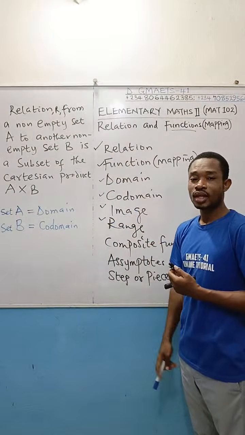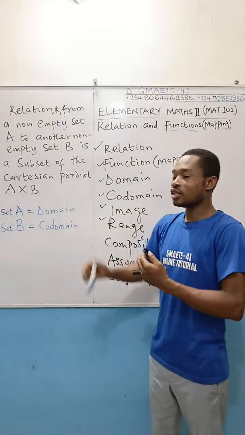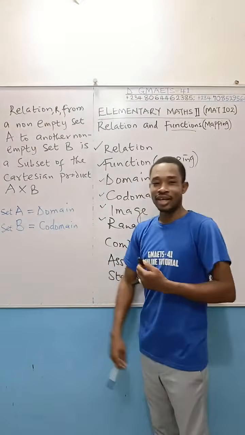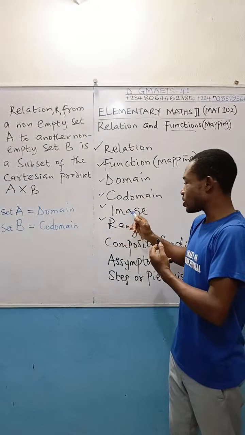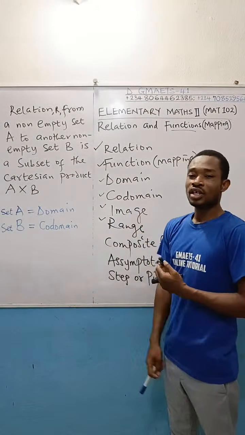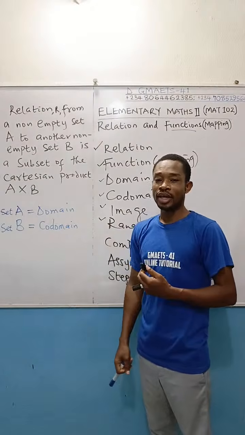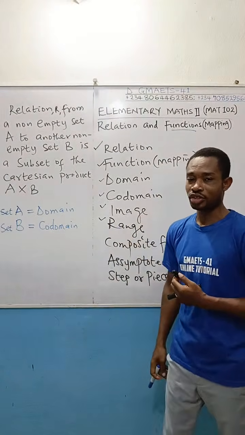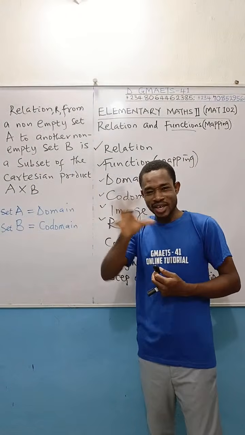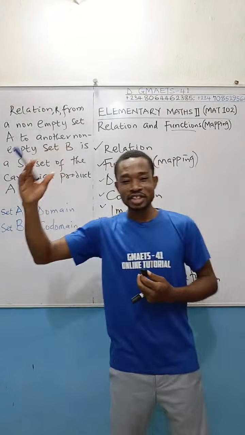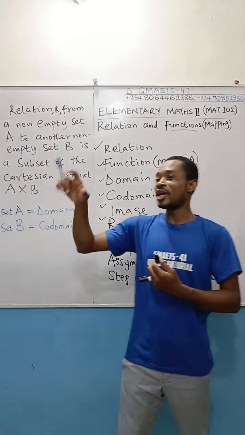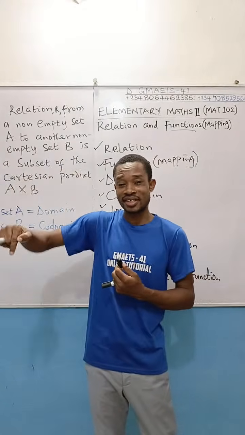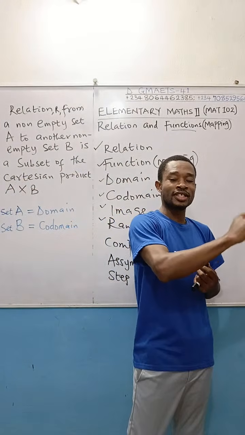Now, when you form a set using the image that are obtained inside the codomain, that set you form using the image is called the range. So you see the connection there. Relationship between A and B, where set A produces set B, because the elements in set A are used to obtain the elements in set B.